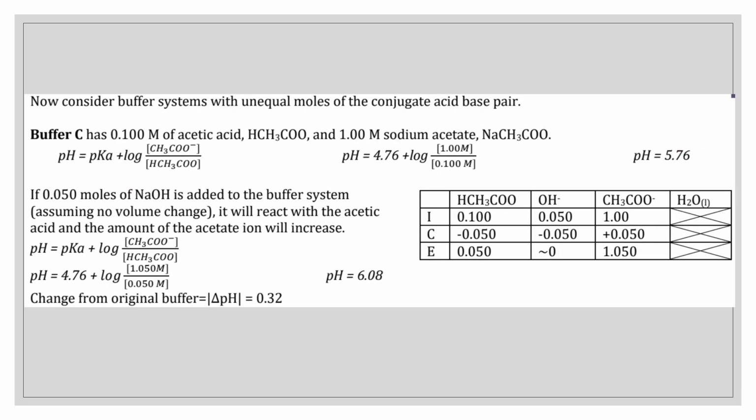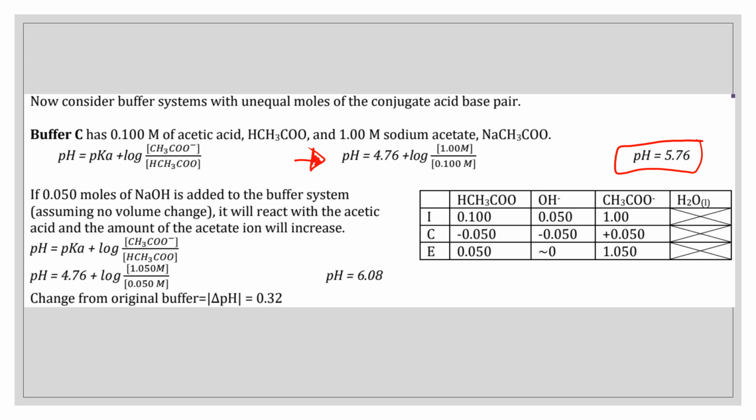Now we have to look, of course, got to make it harder. Why? Because why not? We have a buffer system with unequal concentrations of my acetic acid and my sodium acetate, my conjugate base. So same process, I plug into my HH equation. I end up with a pH of 5.76 when I do the calculations.